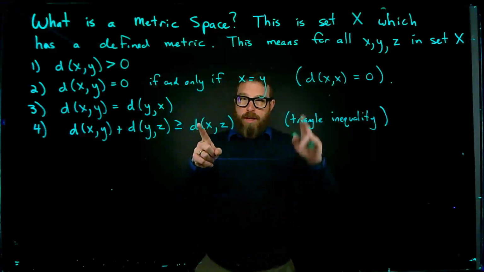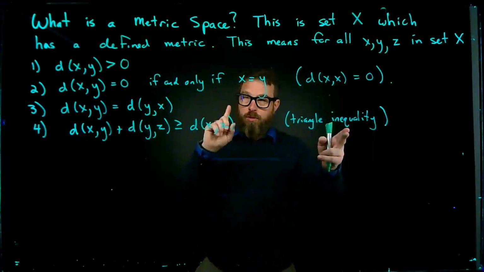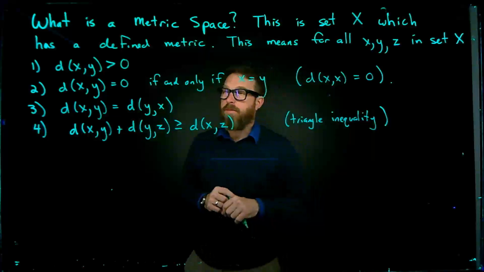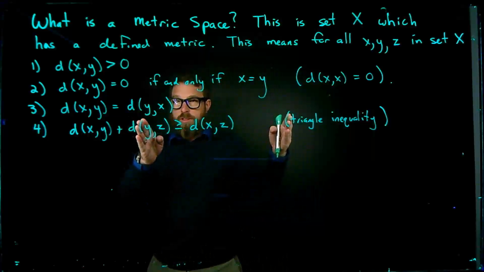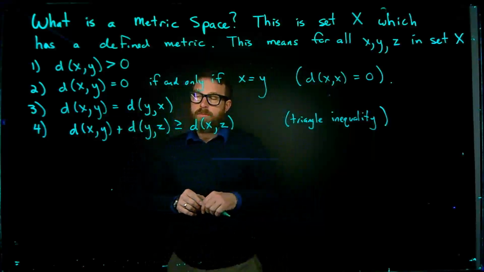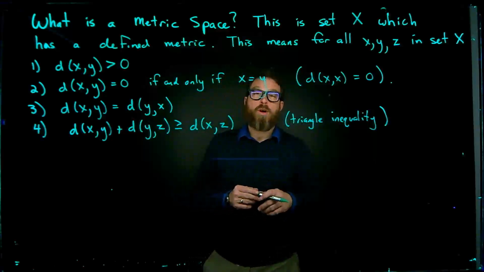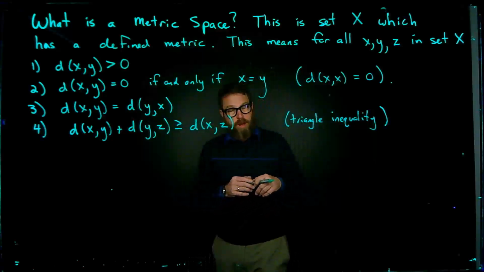The distance between x and y has to be the same as the distance between y and x, since distances are always positive. So these two distances are the same regardless of what direction you're going. Think about driving to work. The distance from your house to your work is the same distance as your work to your house.